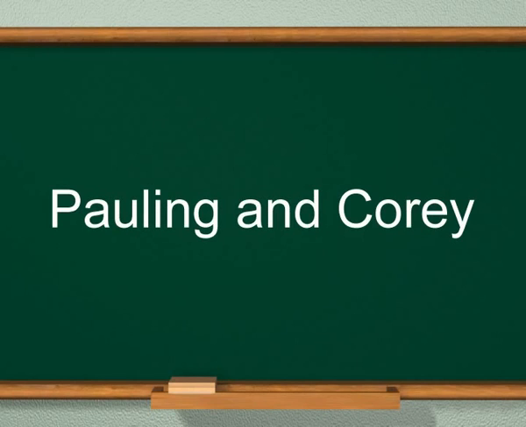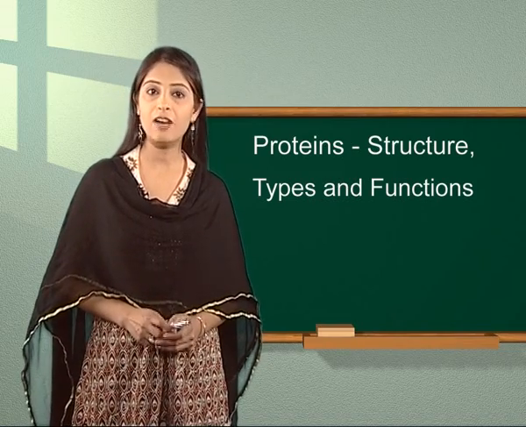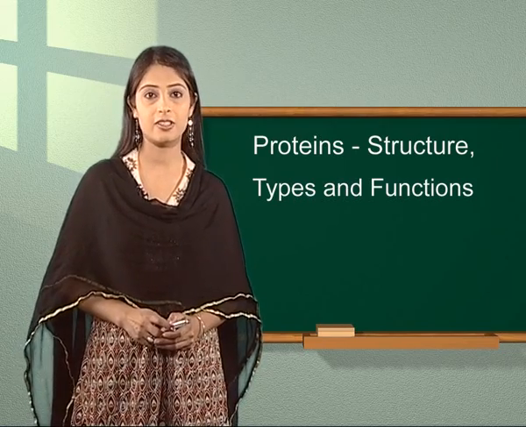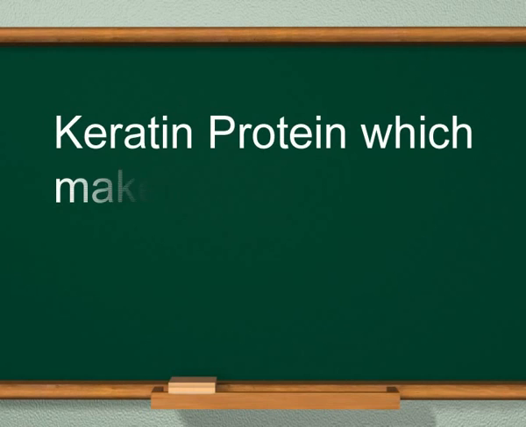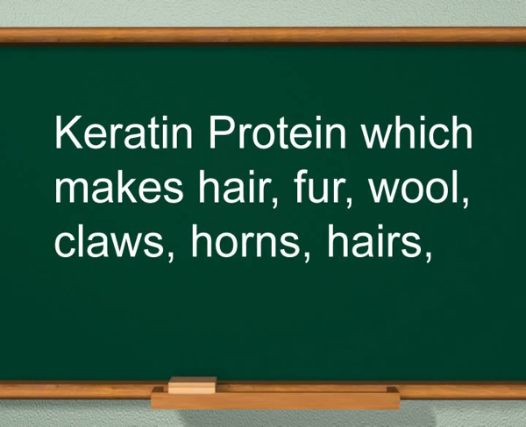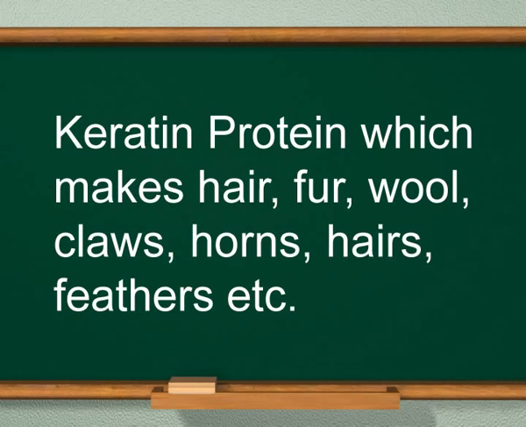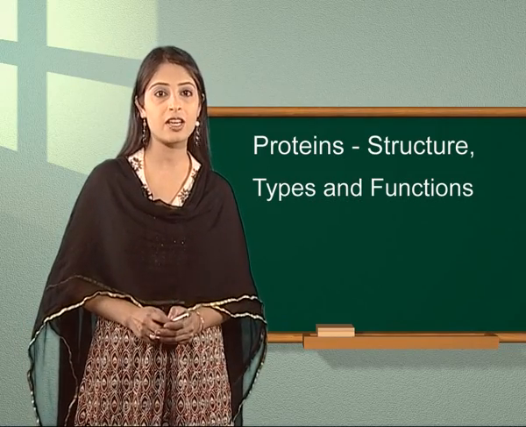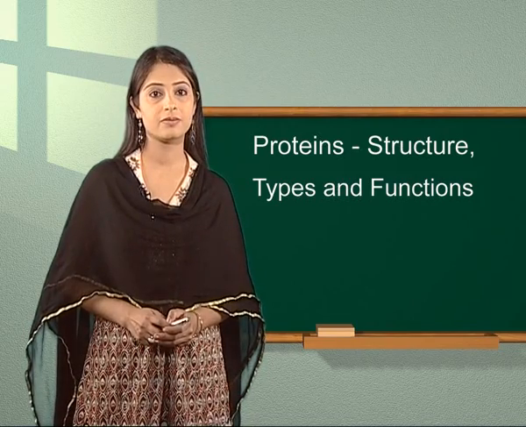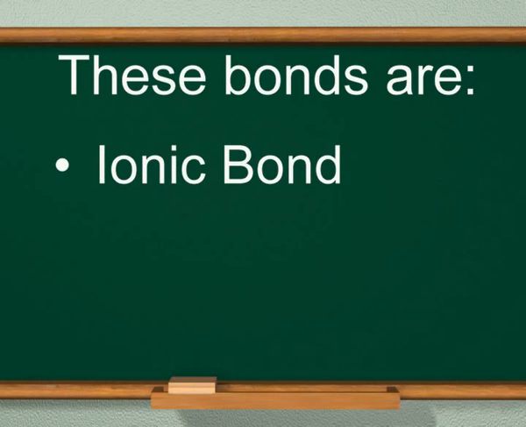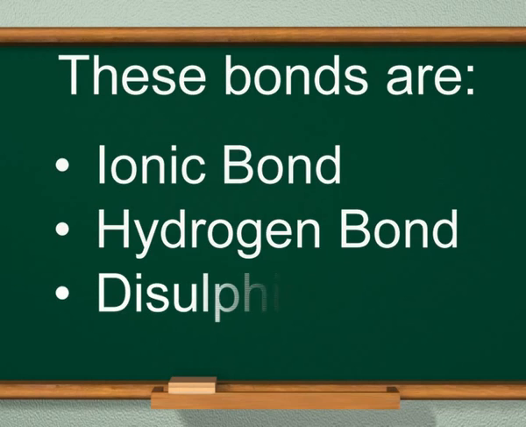My next question is, name the protein in which alpha helical secondary structure is found. Answer, keratin protein, which makes hair, fur, wool, claws, horns, hairs, feathers, etc. The next question is, name 3 types of bonds which stabilize tertiary structure of proteins. And the answer is, these bonds are ionic bond, hydrogen bond, and disulfide bond.